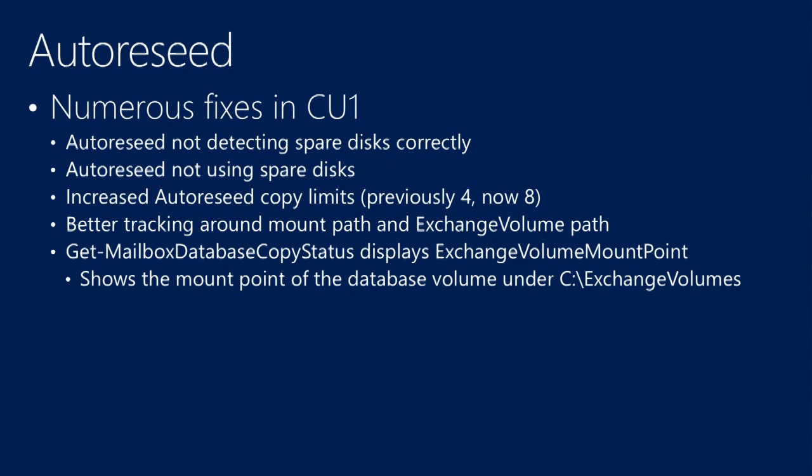The other thing I'll point out is there was also a management improvement that we did with Get Mailbox Database Copy Status. When you're using the multiple mount points for your databases, in Exchange 2010, we used to show you exactly where the database was. And so initially, we would now only show you the first mount point based on the order in which they were created. So now we'll actually show you the mount point under C Exchange volumes when you run that commandlet now. So that's another improvement that we did in CU1.